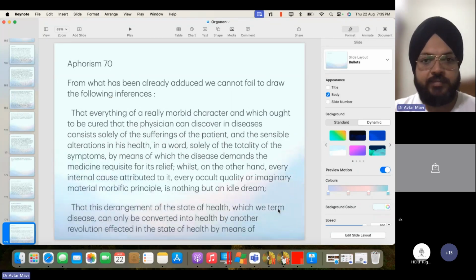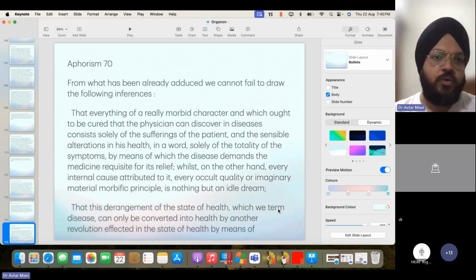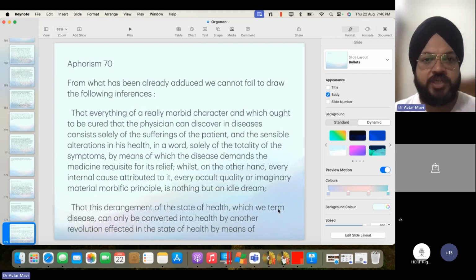So aphorism 70. It is like a recap of all the 69 aphorisms, what we have done till now. "From what has been adduced, we cannot fail to draw the following inferences." So he is saying that all the things which we have talked about, the experience which we have shared, the things which he has told, this is more like an inference, a brief of all the things.